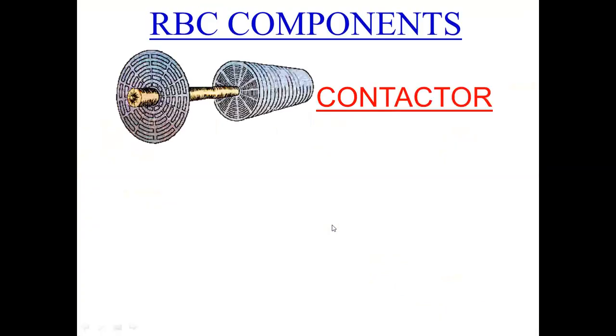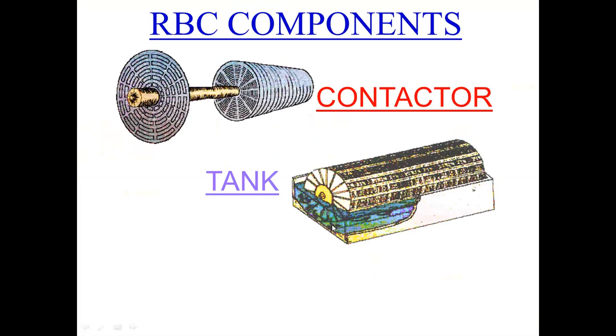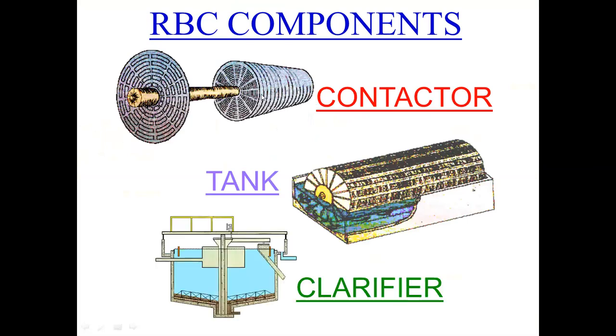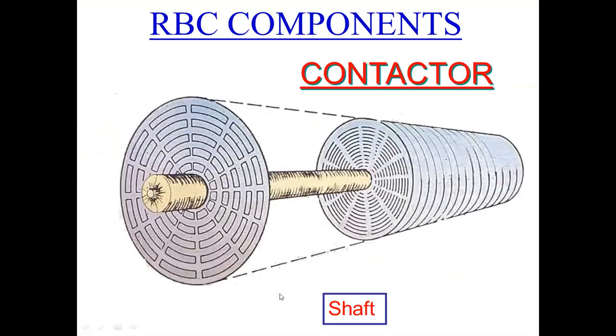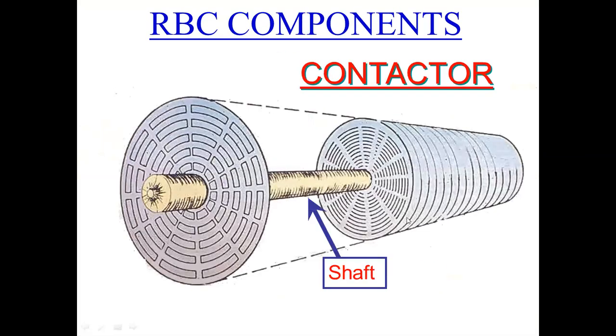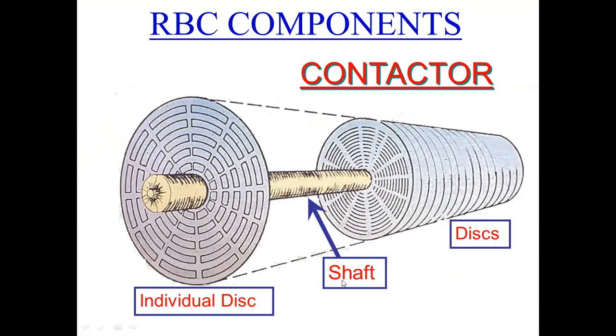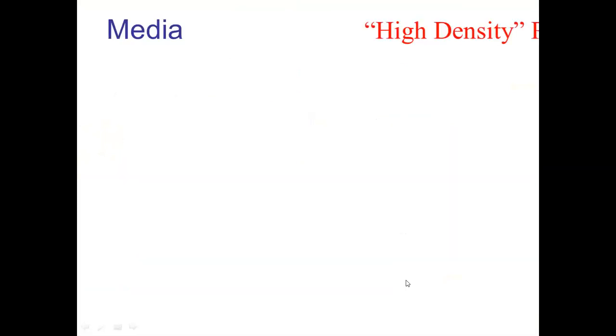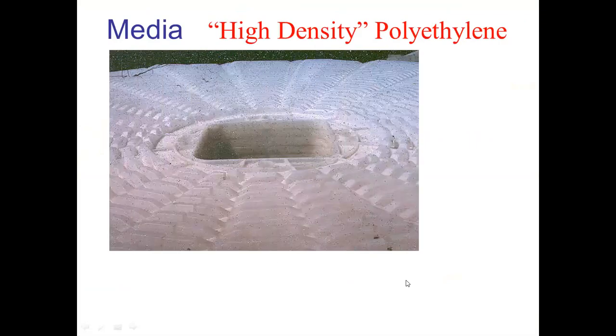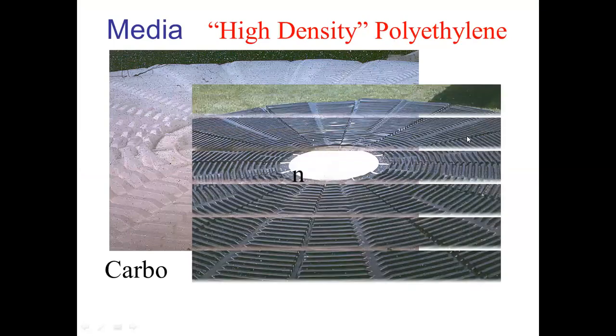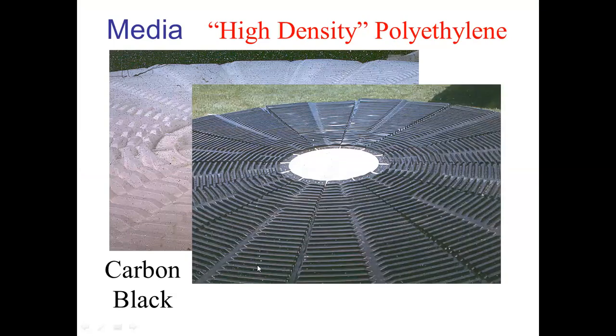So these are the components of a rotating biological contactor. There are contactors, disc, tank, and there should be a clarifier. The contactor is made from shaft and disc. That disc is made of media such as high density polyethylene, or we can use carbon black also.